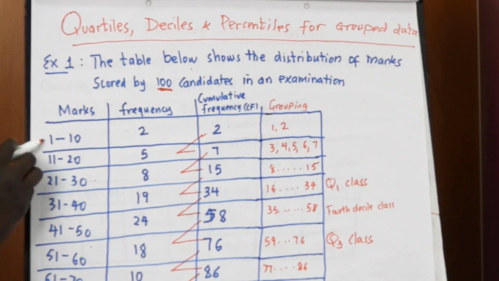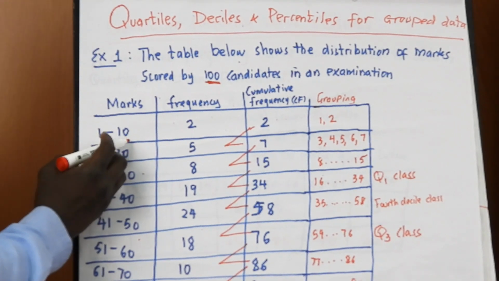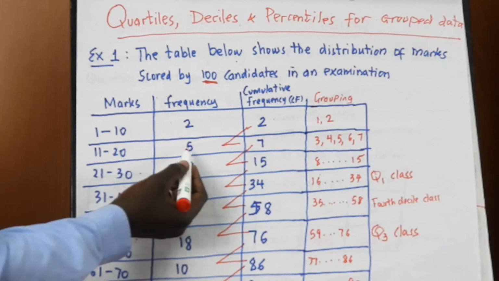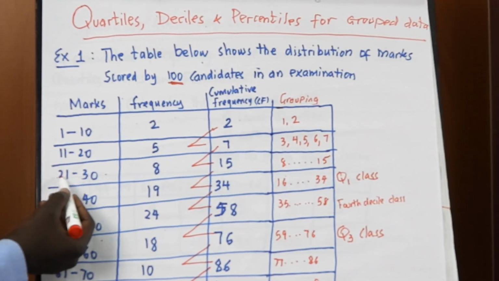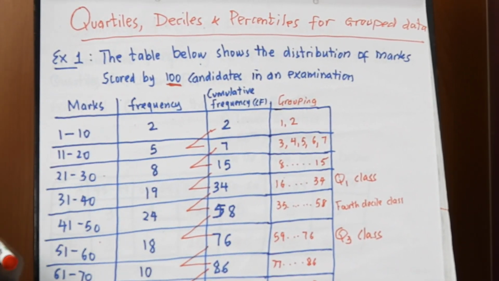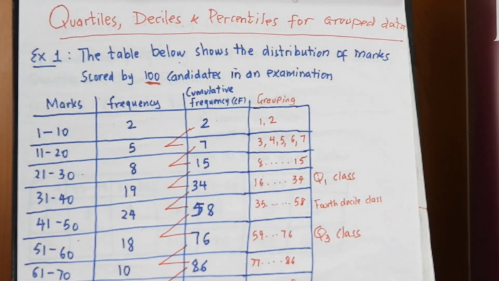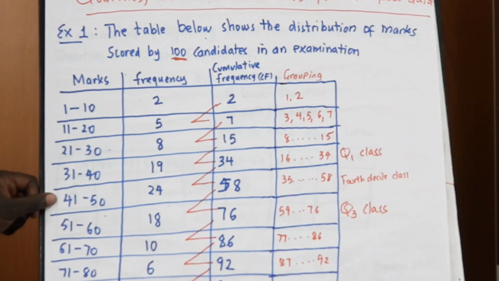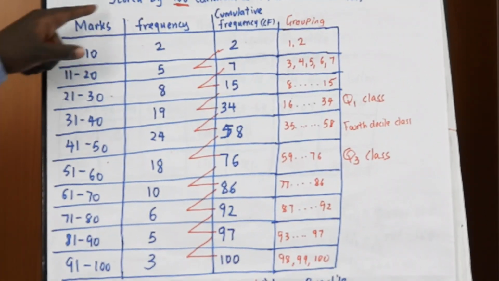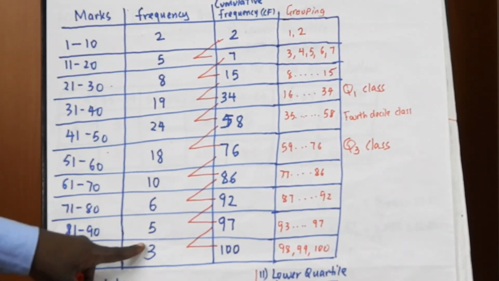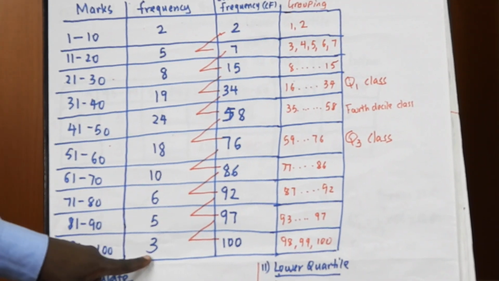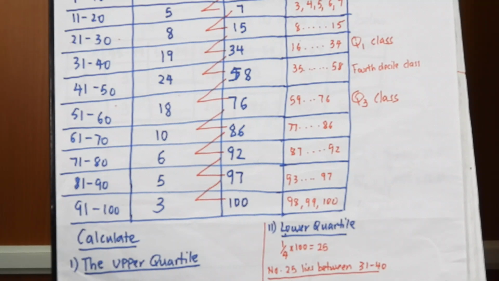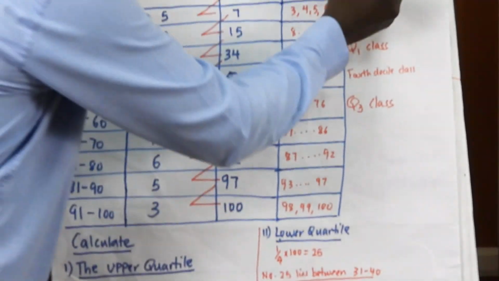So we have between 1 and 10%, there are 2 students. Between 11 and 20%, there are 5 students. Between 21 to 30%, there are 8 students. Between 31 to 40%, there are 19 students. Between 41 to 50%, there are 24 students, and so on. Total number of students, 100. So we need to estimate where the Q1 lies.